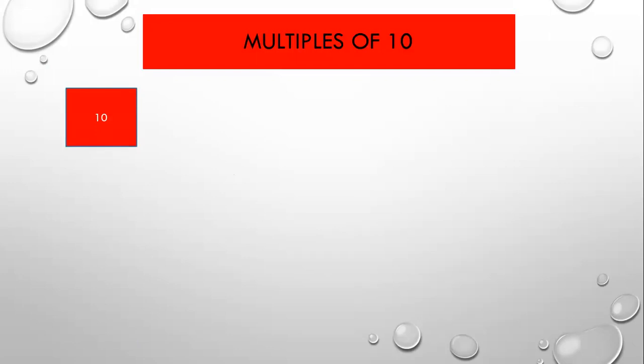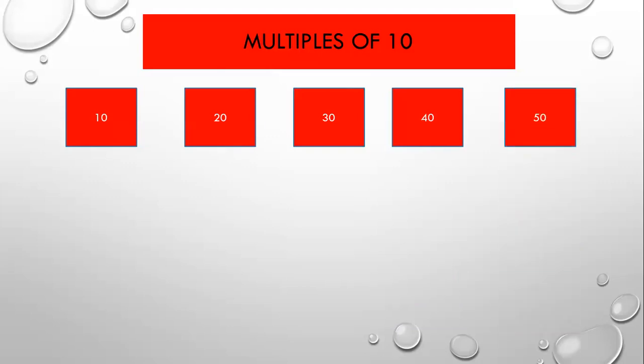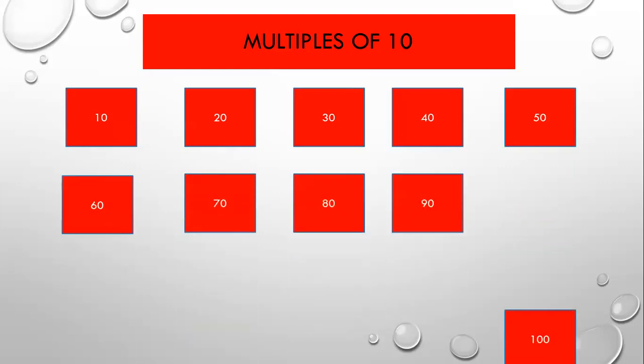So these are the multiples of tens: 10, 20, 30, 40, 50, 60, 70, 80, 90, and 100. These are just for your revision, boys. I know in the last class we have done multiplication of 10, but I'm revising again and again so that you remember in such a way that you do not forget.